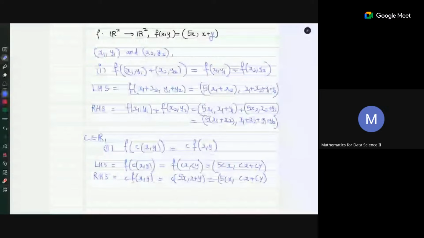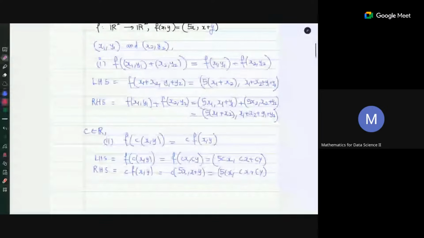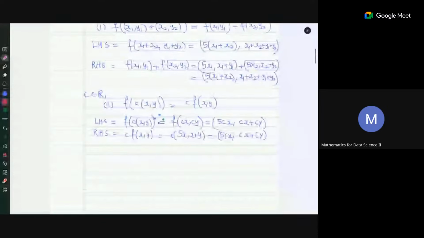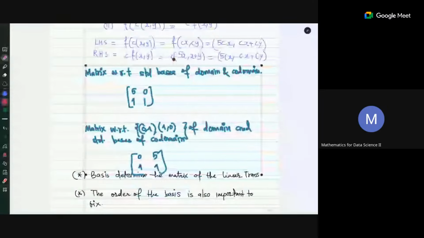Now you can see this linear map. You can also think of this linear map by a matrix. What is that matrix? Let's see that.